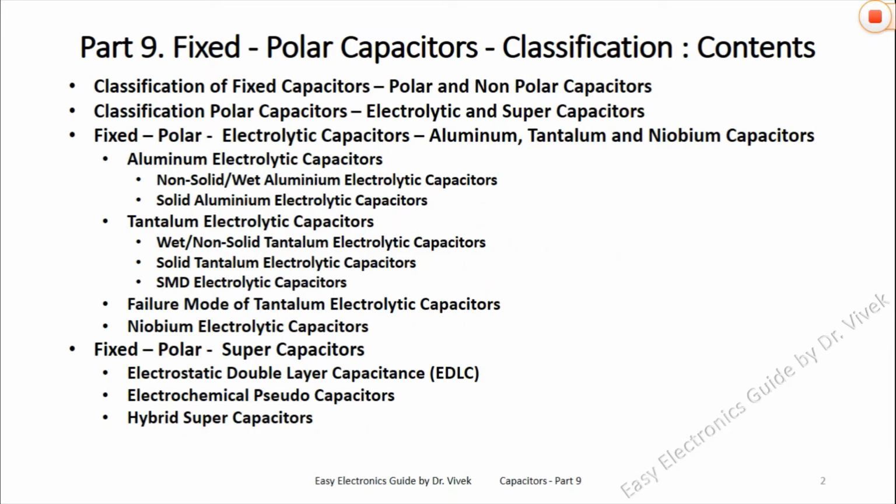The topics for discussion in part 9 are fixed capacitor classification, polar capacitors, polar electrolytic capacitors, aluminum electrolytic capacitors, tantalum electrolytic capacitors, niobium electrolytic capacitors, supercapacitors, electrostatic double layer capacitance, electrochemical pseudocapacitors, and hybrid supercapacitors.